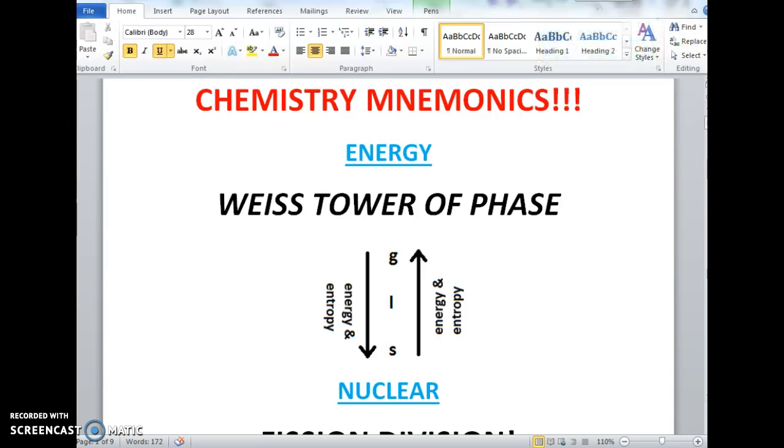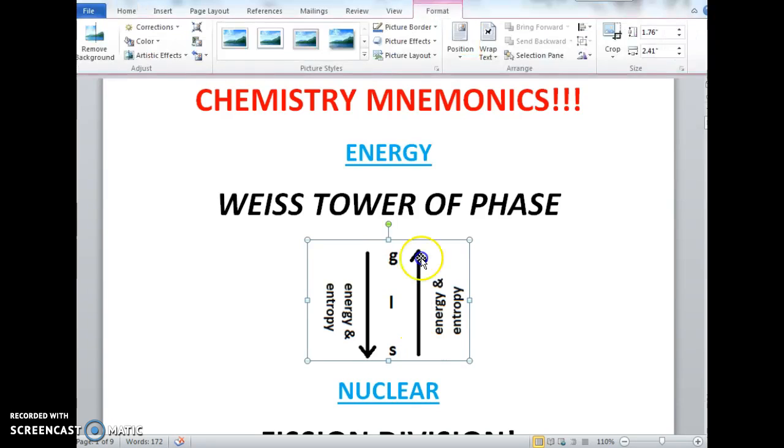Energy. Remember, I always pay honor to our great friend and colleague, Mr. Weiss, who brought this to my attention. The Weiss tower of phase: if you draw an up arrow and a down arrow, the up arrow is next to S, L, and G, the phase changes. So if I'm going in the direction of S to L, or L to G, or S to G, energy and entropy both have an up arrow. They're both increasing. However, if I'm going in the opposite direction, a down arrow, gas to liquid, liquid to solid, gas to solid, energy and entropy are both decreasing together. A very, very useful tool and tip.